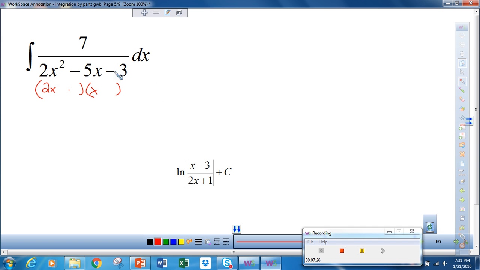Okay? So what we're going to do is again factor this. So we get 2x and x. I think 3 is going to go here and positive 1 goes here. Let's see if that's right. That'll give me negative 6x plus 1x, negative 5x in the middle. Okay, so now that I've factored that, I'm going to find my equivalent expression.